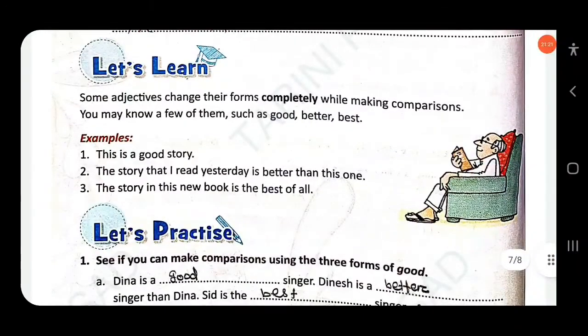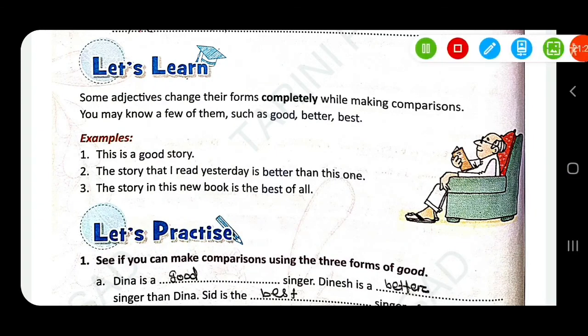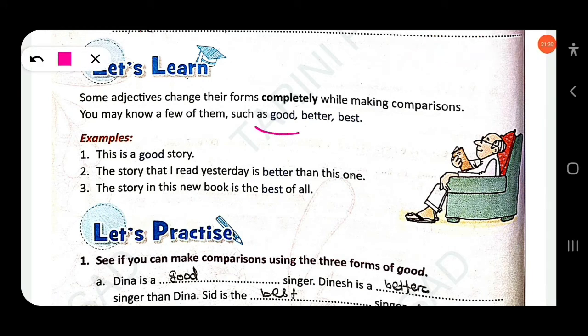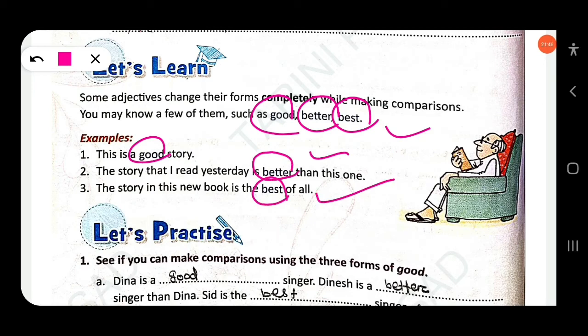Then next here, some adjectives change their forms completely while making comparisons. Like good, better, best. This completely changes while making the comparison. So this is a good story. The story that I read yesterday is better. Good, better and also best. The story in this new book is the best of all.